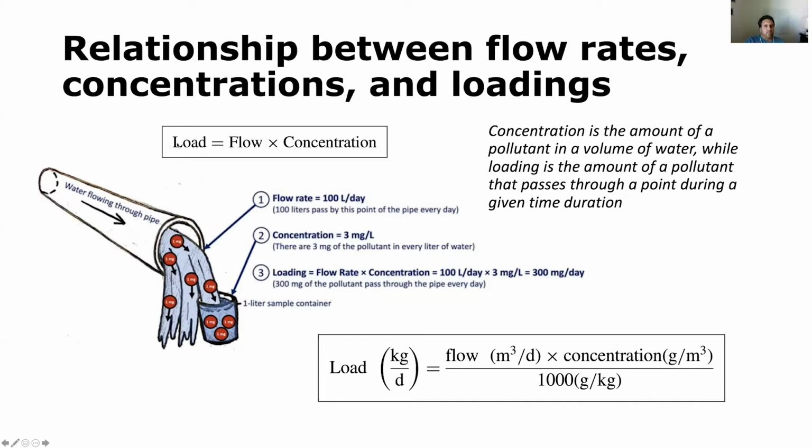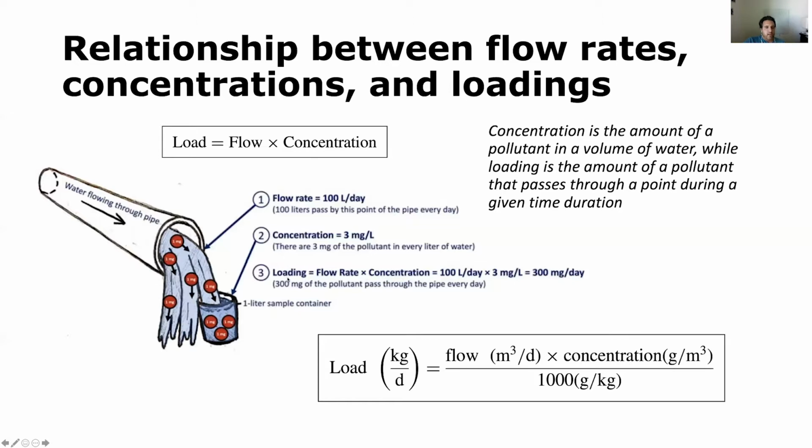A load is defined as the product of flow times concentration. All right, so if we have a flow rate of 100 liters per day, meaning 100 liters are passing by some point in a pipe every single day, we've got a concentration of 3 milligrams per liter of, let's say, nitrate. That means that if we were to take a 1 liter sample container and collect 1 liter of water, there would be, on average, 3 milligrams of nitrate in that sample.